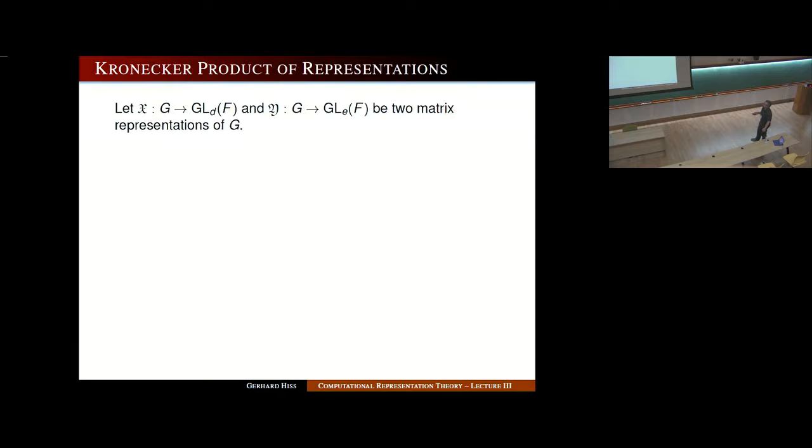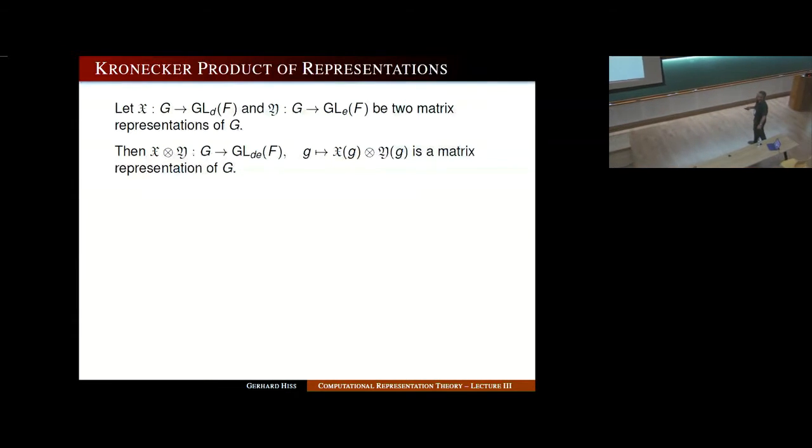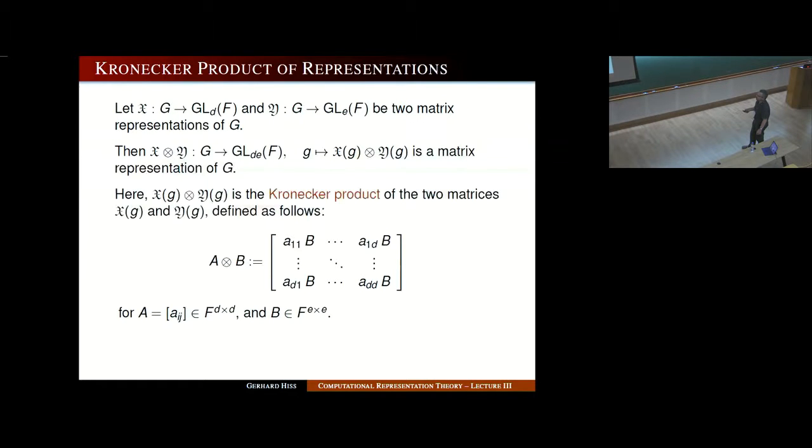A Kronecker product, of course, can be done with 2 representations. You have a notion of a Kronecker product of matrices, defined as follows. If you have a matrix A with coefficients a_ij, and a square matrix B of some other format, this is D by D and this is E by E, then you make the block matrix constructed in this way. So this is a D times E by D times E matrix. And if you start with 2 representations of the group G, in the way these Kronecker products behave under multiplication, you see that you still get a representation of the group G.